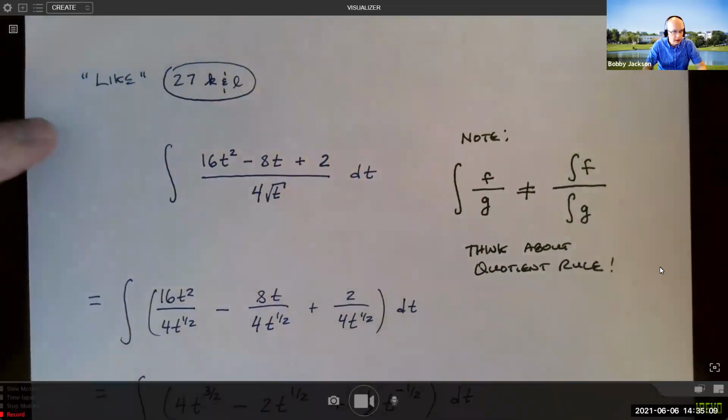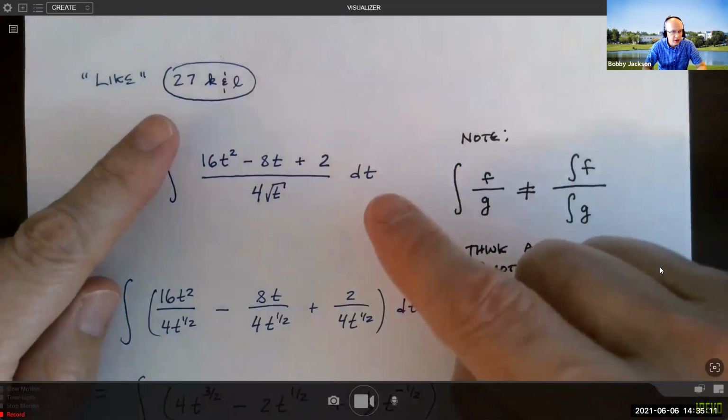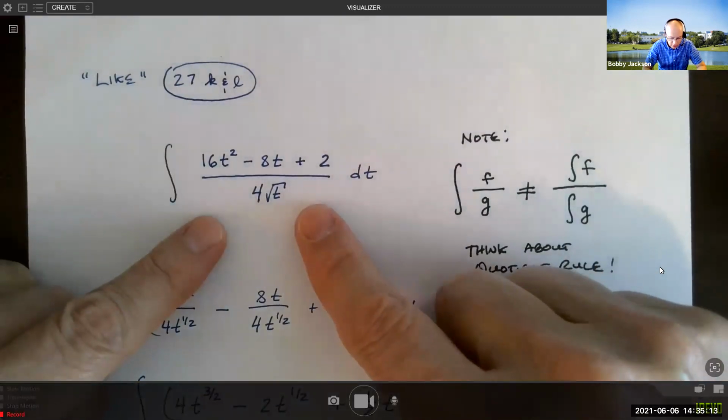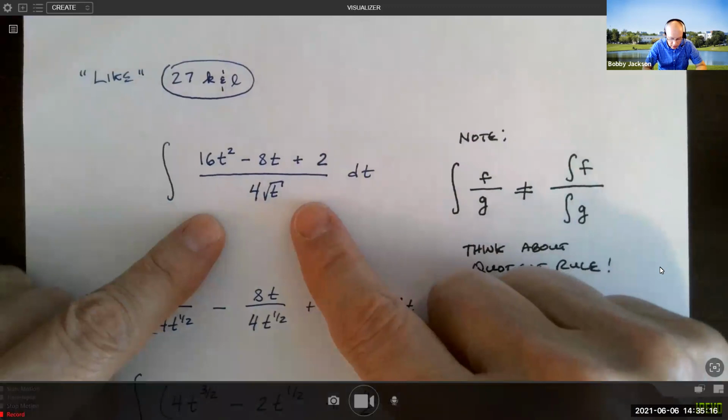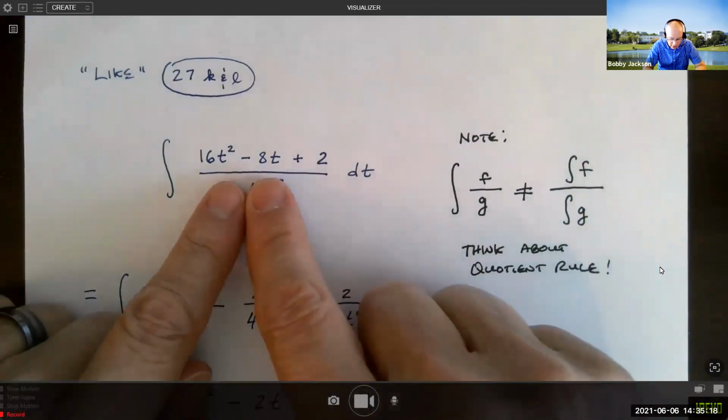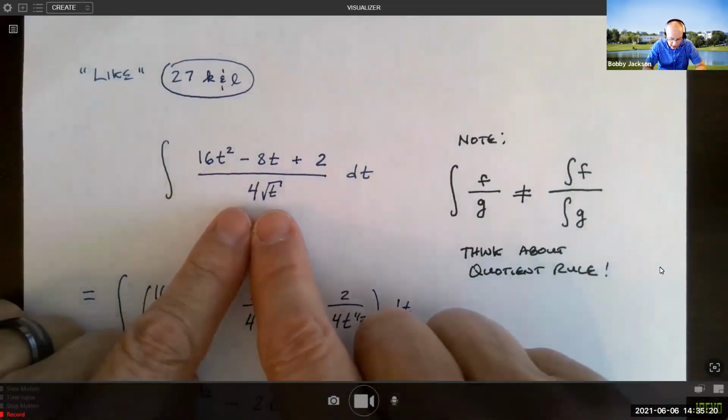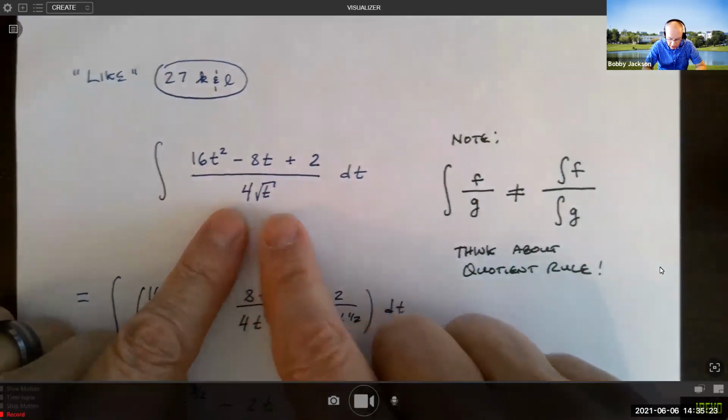So let's try one, like number 27, K and L. This one is very similar to those two. And the temptation is to say, hey, let's just find the antiderivative of the top and then divide it by the antiderivative of the bottom. But that is not true, right?